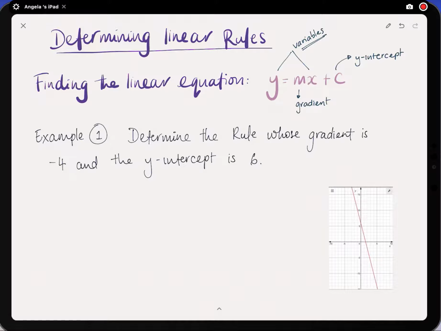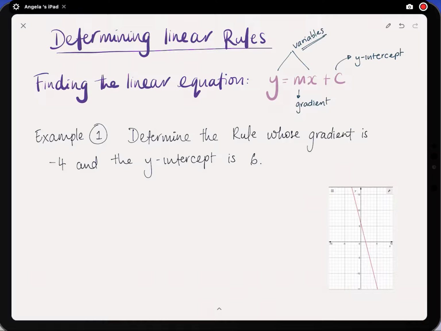So what that means is if I put x equals 2 into our equation, I will find its corresponding y value. If I put x equals -10, I will find my corresponding y value as well, given that the gradient and the y-intercept are the same for the same equation. So now let's look at the first example here, which is asking us to determine the rule whose gradient is -4 and the y-intercept is 6.